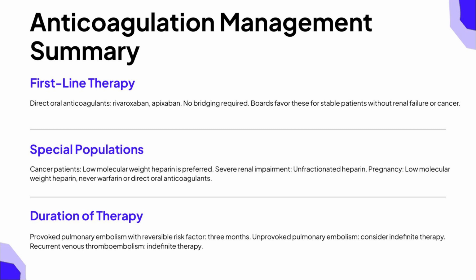Special populations require different approaches. Cancer patients should receive low molecular weight heparin. Severe renal impairment requires unfractionated heparin. Pregnant patients need low molecular weight heparin because warfarin and direct oral anticoagulants are contraindicated. For duration, provoked pulmonary embolism with a reversible risk factor gets 3 months. Unprovoked pulmonary embolism often needs indefinite therapy.